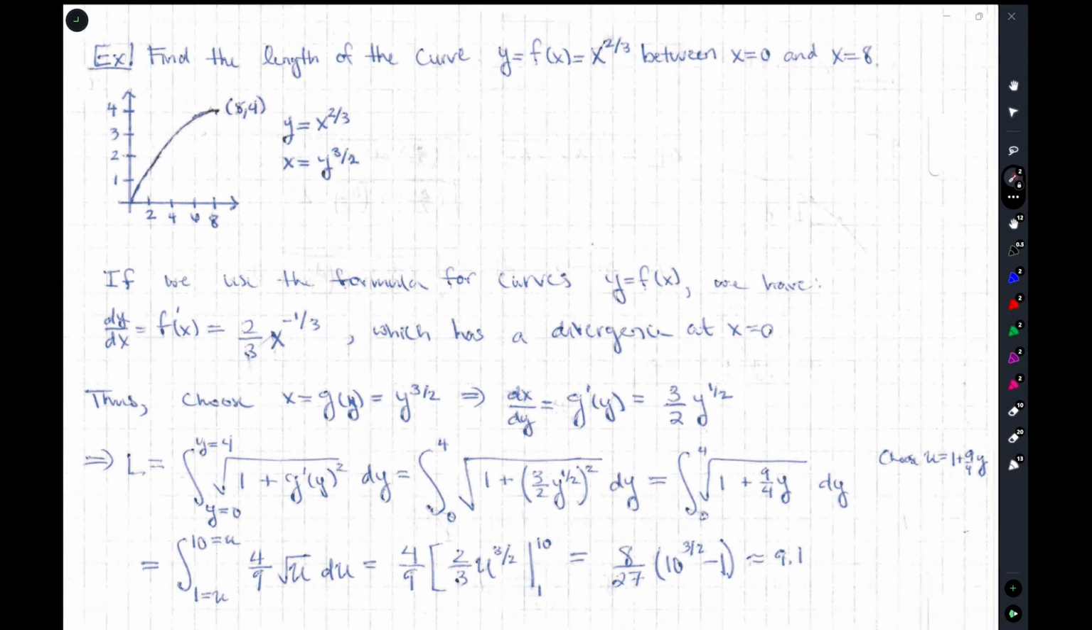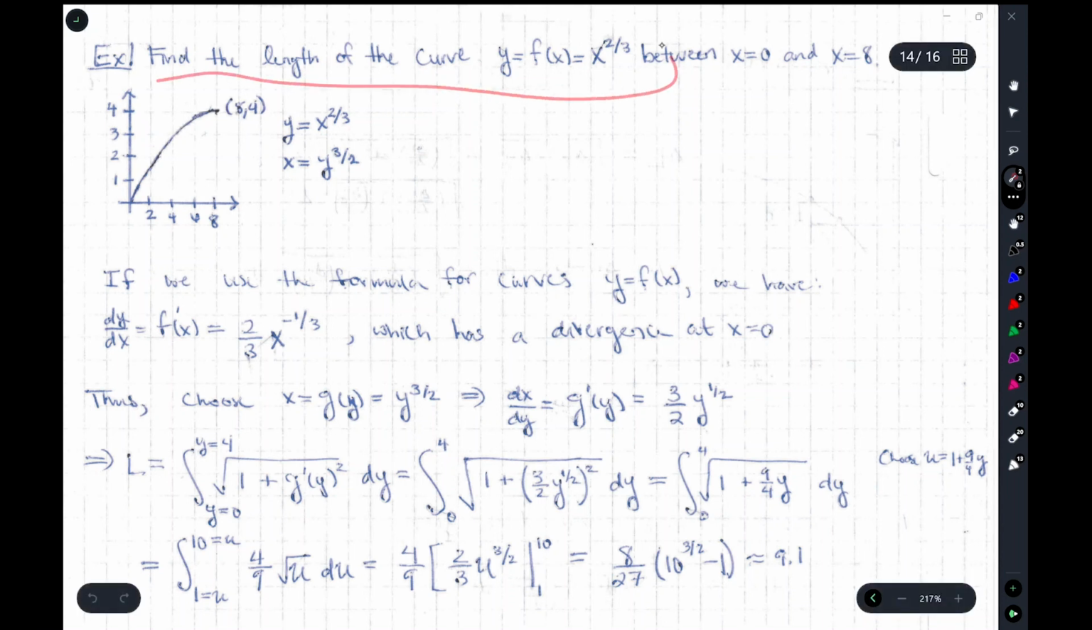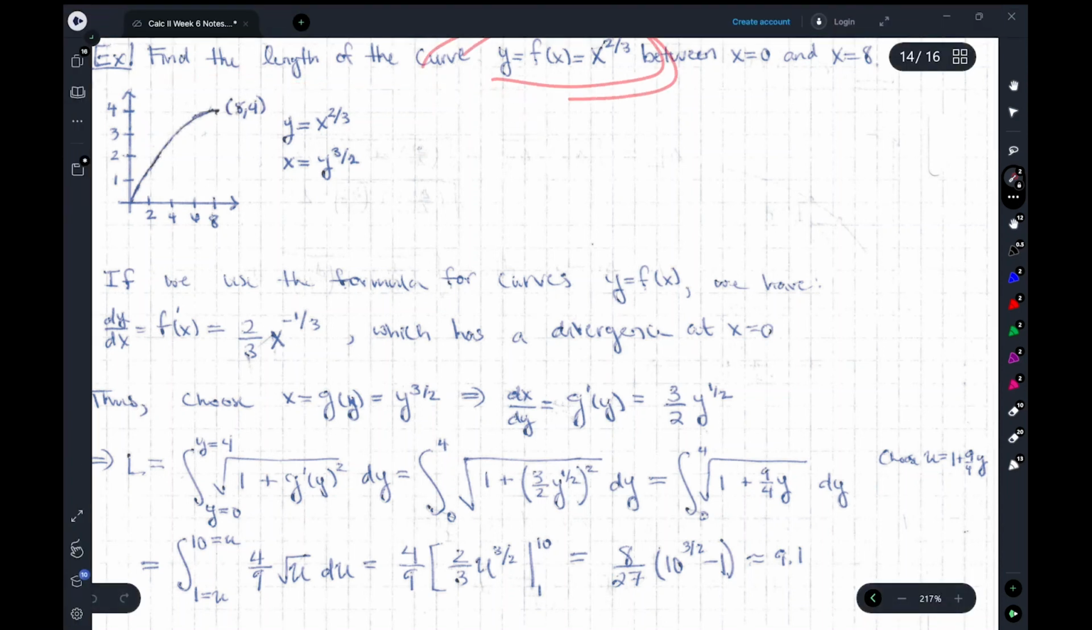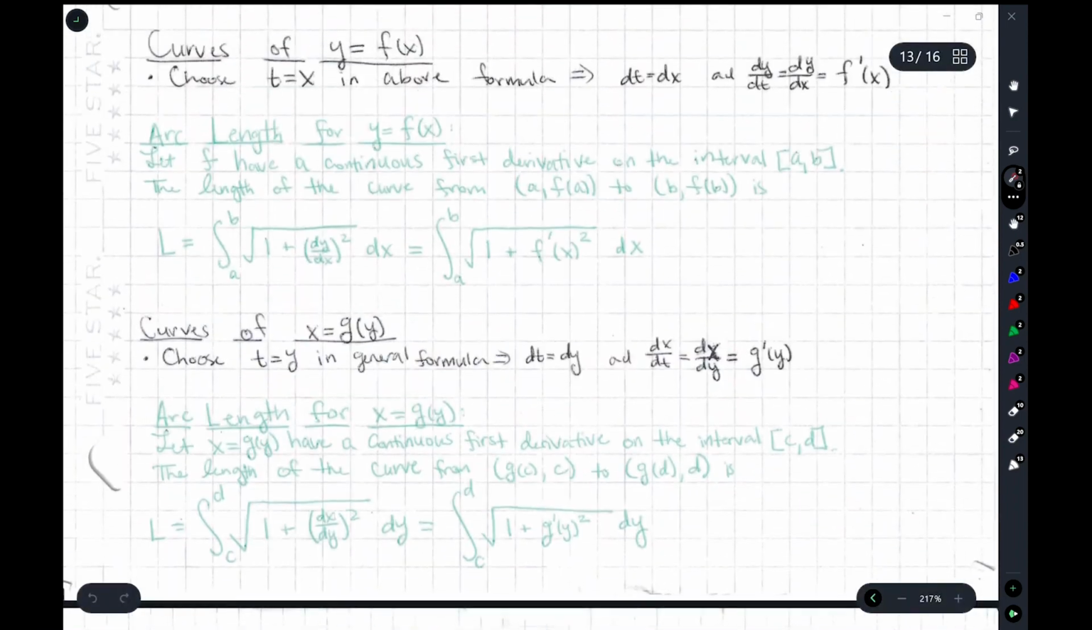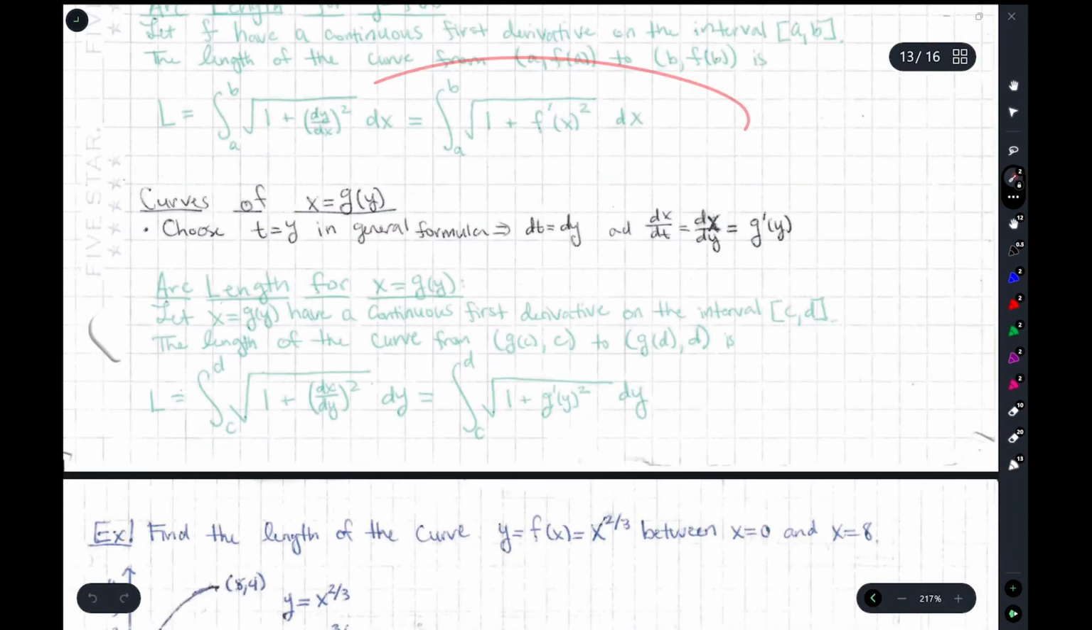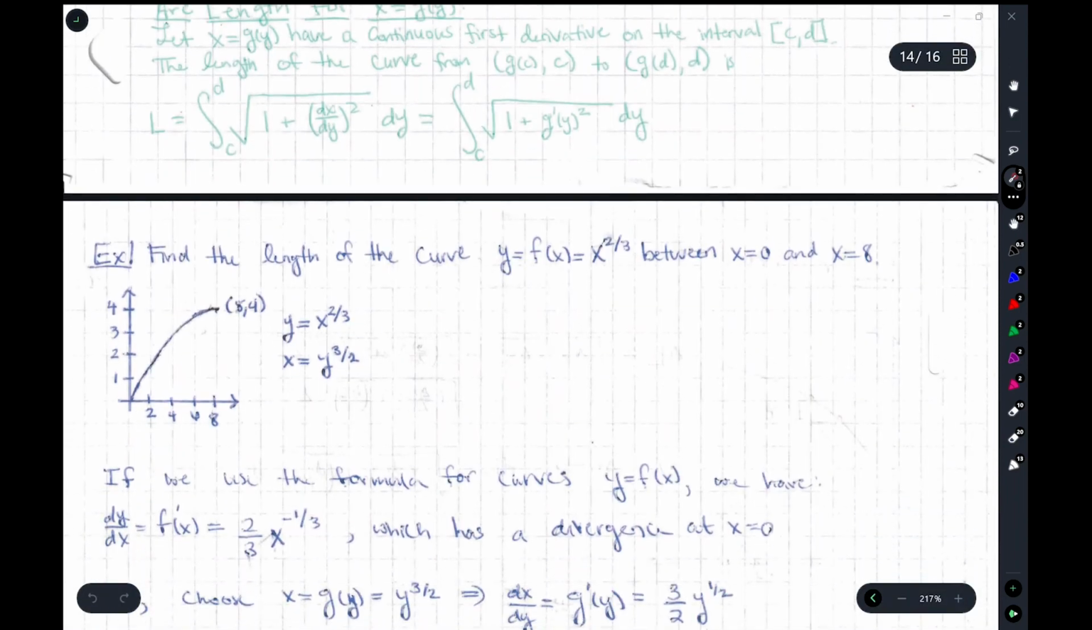All right, so let's take a look at an example. Here we want to find the length of the curve y is equal to x to the 2/3 between x equals 0 and x equals 8. It's fair game to treat this as a function of x and just use this formula here, and that would sort of be the first guess. I mean, this does pass the vertical line rule, so it really is a function of x.